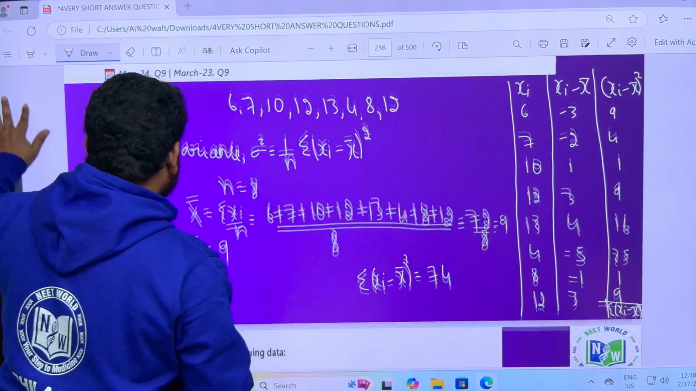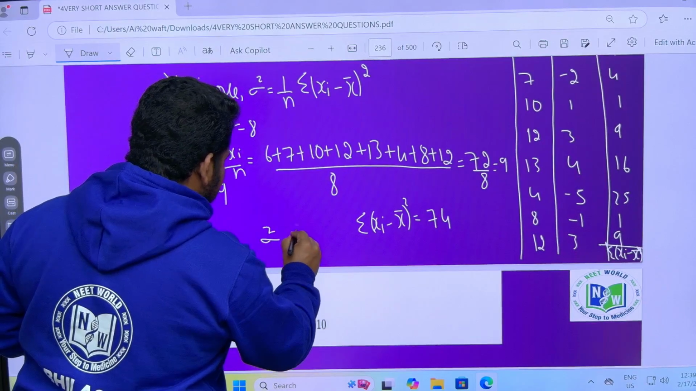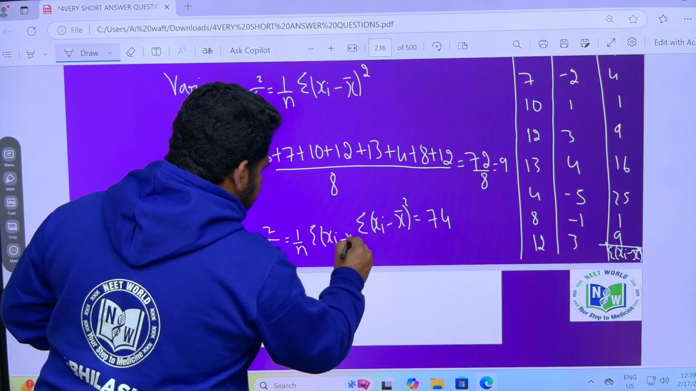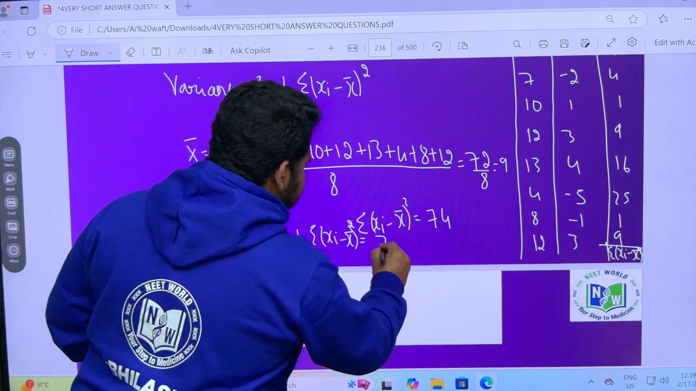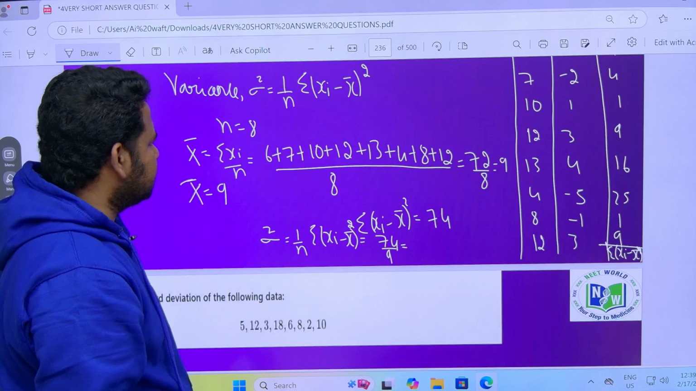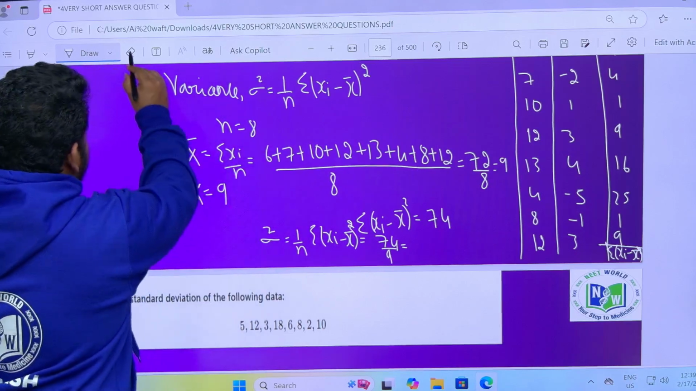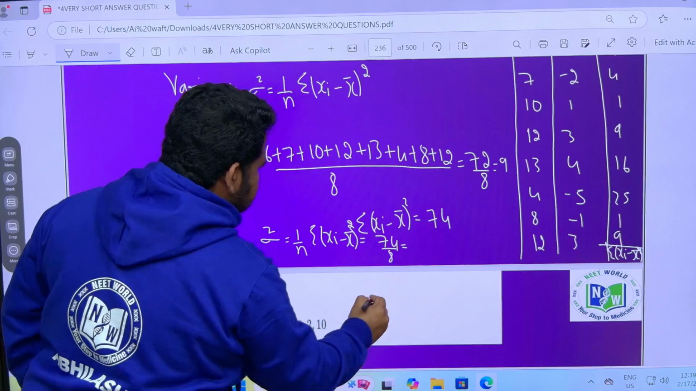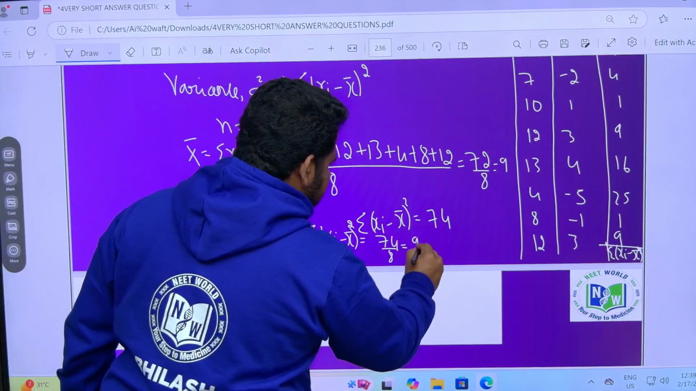But our formula says sigma square is equal to 1 by n summation of xi minus x bar whole square. So that is equal to 74 by n. Sorry, n is not 9, n will be equal to 8. Number of observations is 8. So 74 by 8 is what? 8 9s are 72. 2 will be left.